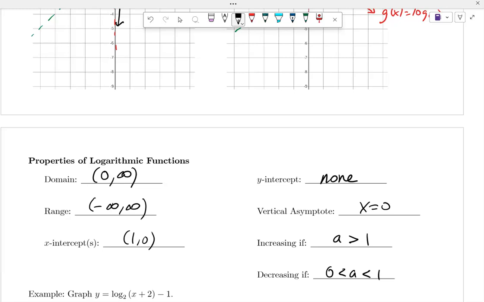Okay. All right. We're going to play more with logarithms, and we'll do more interplay between exponentials and logarithms over the course of the next week.